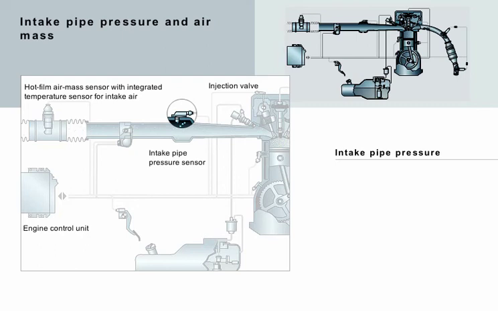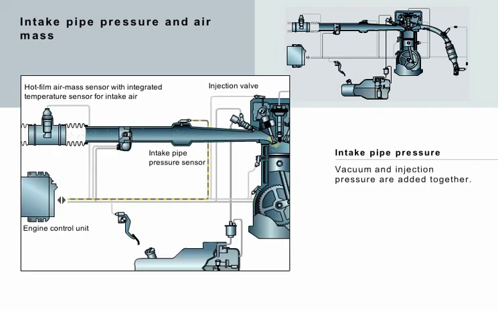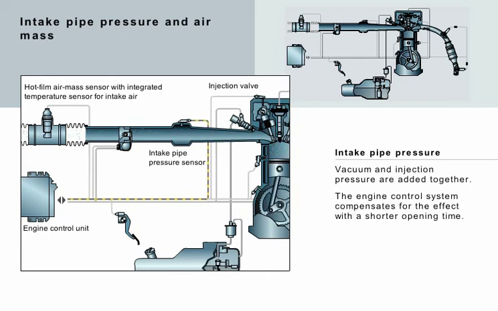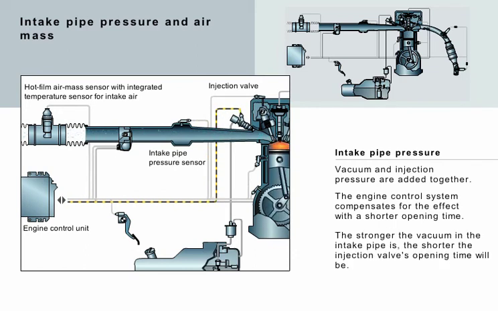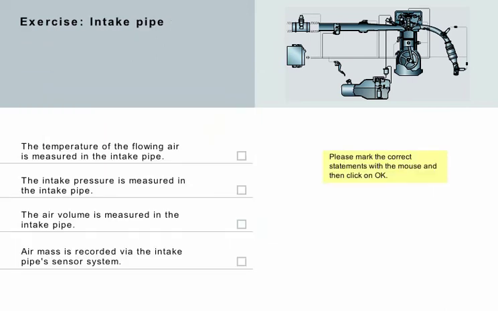The intake pipe pressure is one of the input signals which the engine control system uses to derive the opening time of the injection valve. The vacuum in the intake pipe is added to the constant valve injection pressure. In this way, more petrol is injected in the same amount of time. The engine control system compensates for this by shortening the injection time and/or the valve opening time. The stronger the vacuum is, or the less the throttle is opened, the shorter the period in which the valve is open.